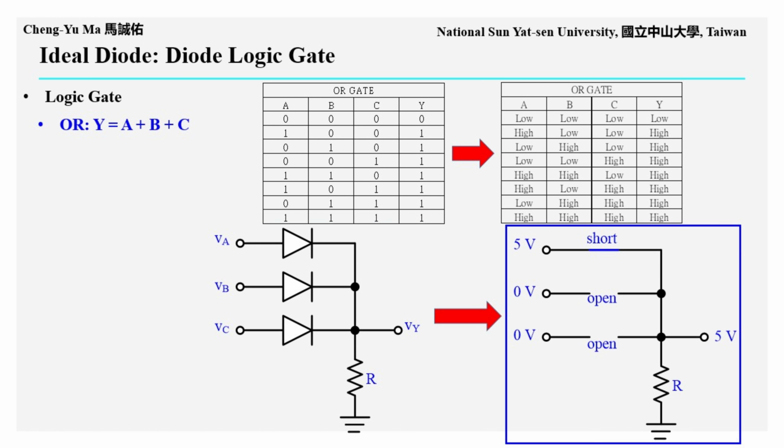For example, let the low voltage be 0 volts and the high voltage be 5 volts. When VA is at the high level of 5 volts, while the other two inputs are at the low level of 0 volts, the diode connected to the 5-volt input is forward biased and conducts, so the output voltage also becomes high at 5 volts. The diodes connected to the 0-volt inputs are reverse biased and remain open, as shown in the lower right figure.